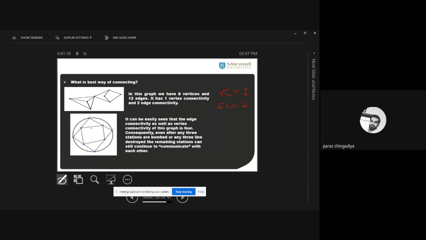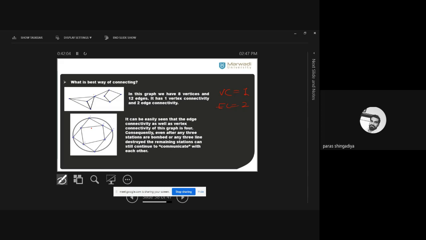Now just consider the second graph, the second network, in place of that. So what is the second network we have? In the second graph we have the same number of places, the same number of vertices, with the same number of connections. Same number of connections means the same number of edges. And now we'll find the connectivity of this graph. So what is the edge connectivity of this graph?